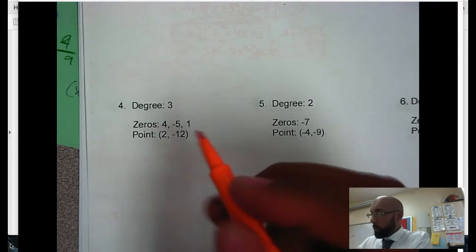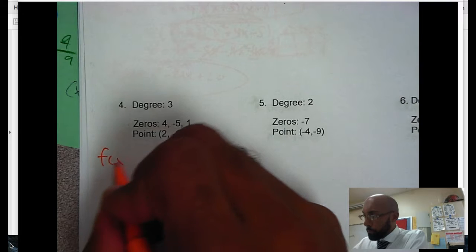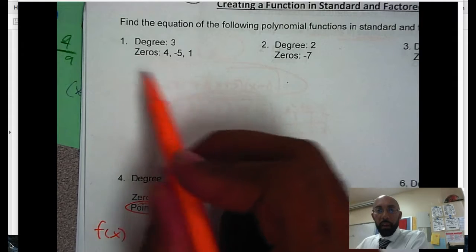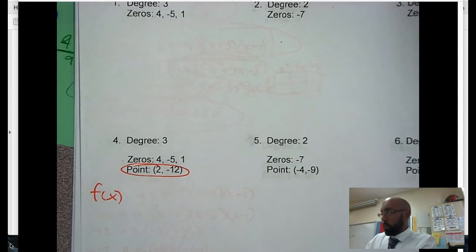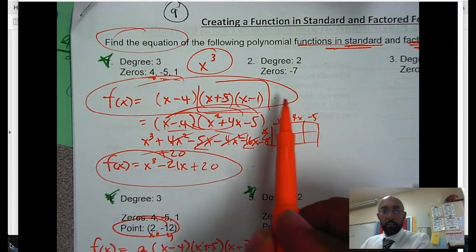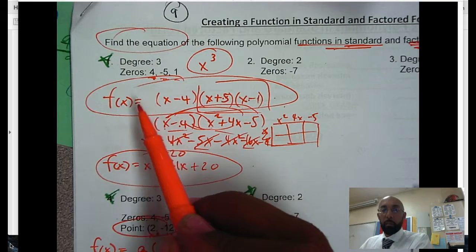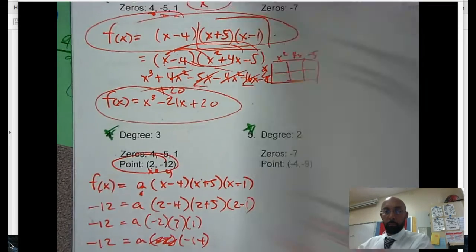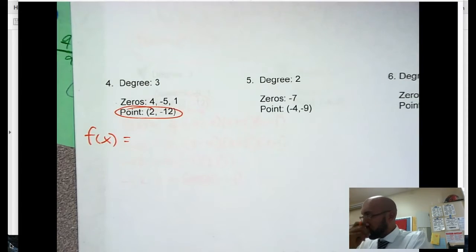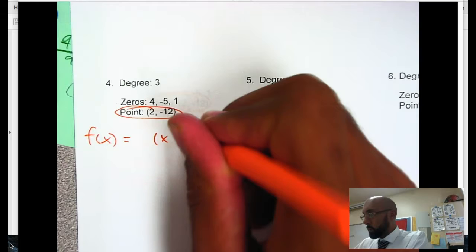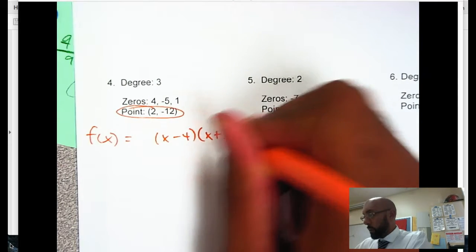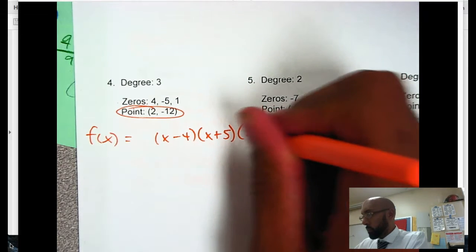Okay, so we're going to look at a function where we're given a point this time. So we can't just write out the factors like we did in the last step. Sorry, I had to repeat this because I messed up the last time I did it. We can't just write it out like this, because if we have a point, there's a possibility that the number in front could be different. So this is how we're going to set it up. First, set it up the same. We know this is x minus 4, x plus 5, and x minus 1.